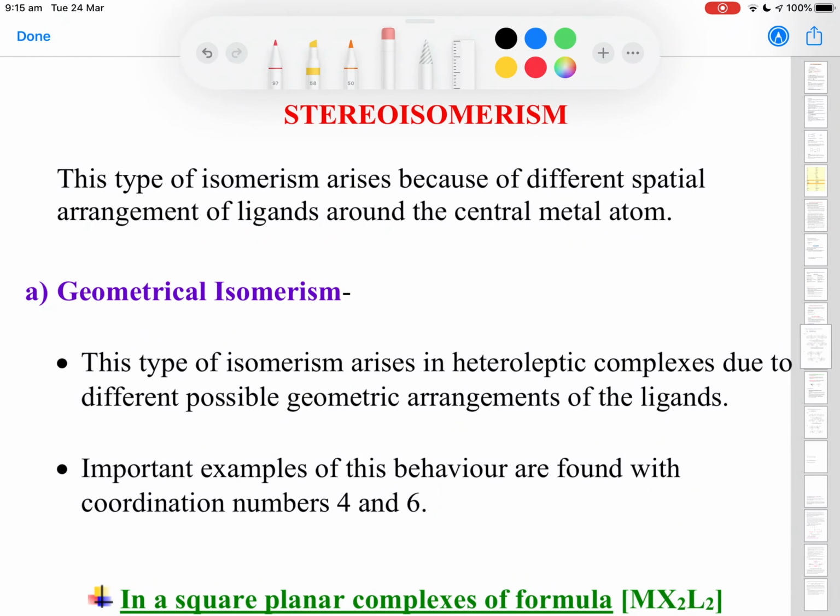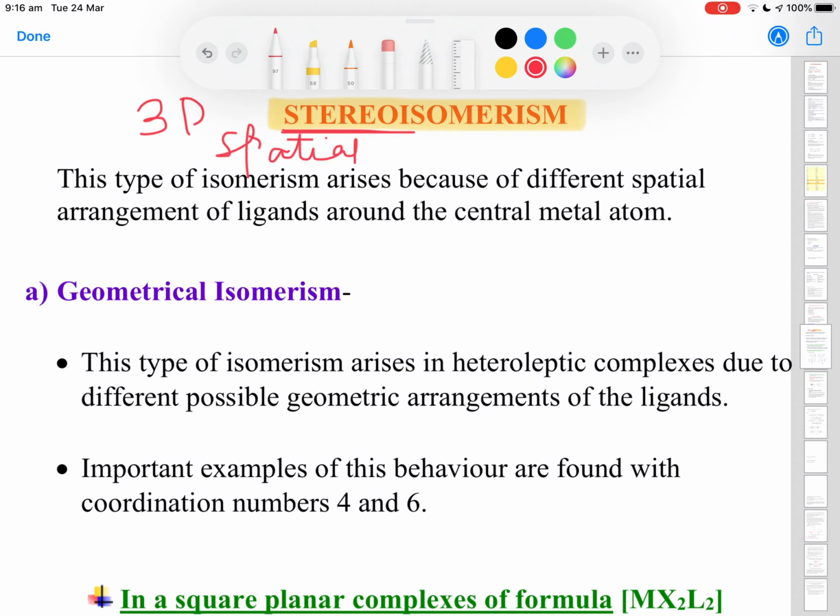Good morning, children. The topic we'll be covering in this video is stereoisomerism. So what exactly is meant by stereoisomerism? I have already discussed in the previous video that isomers can be classified as structural isomers and stereoisomers. Structural isomers we could understand because of the different structure or the way the ligands are attached to the metal atom. But in stereo, the word stereo means 3D spatial arrangements.